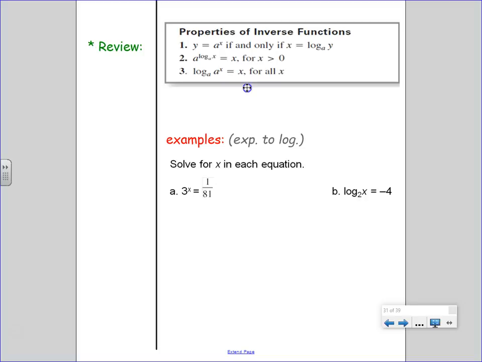No, I mean, you could make it that. What Gerardo was saying is that you could make this log base 3 of 1 over 81 equals x. You could do that, but then you have to change your base. That's disgusting. What's another way?